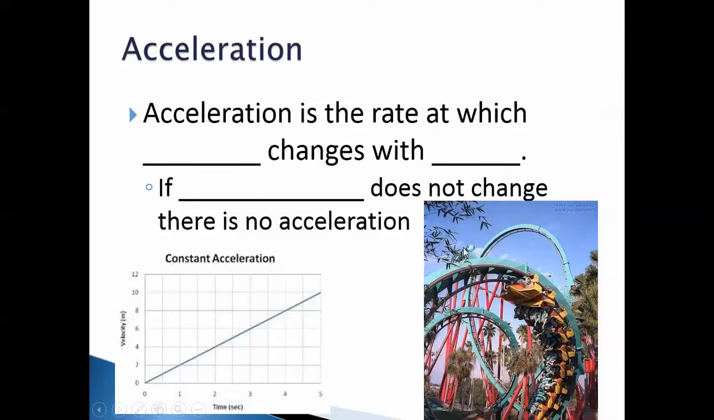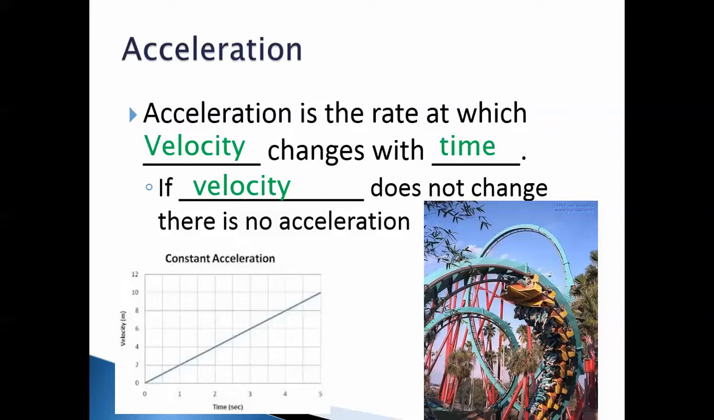And then we'll talk about acceleration. Acceleration's definition is pretty much just the rate at which velocity changes over time. And you can actually have no acceleration. If velocity does not change, then there's no acceleration. So if you're in that airplane and it's traveling at a constant velocity of 450 miles per hour south, then you're not accelerating because you're not going any faster or slower.